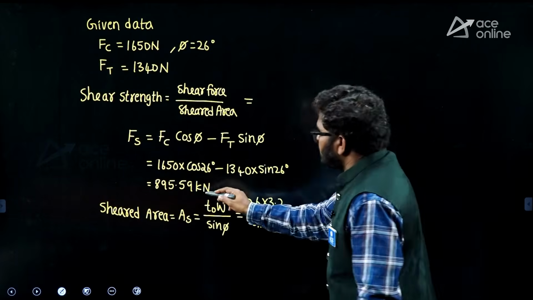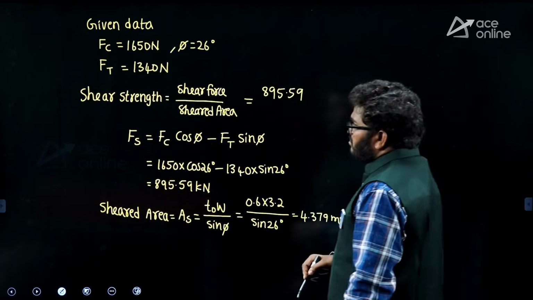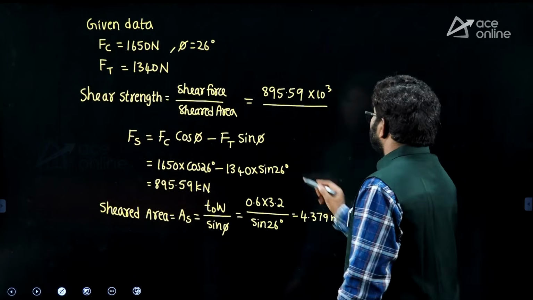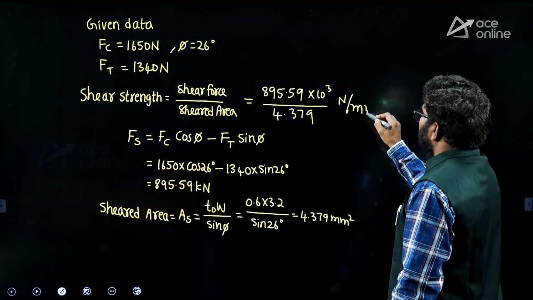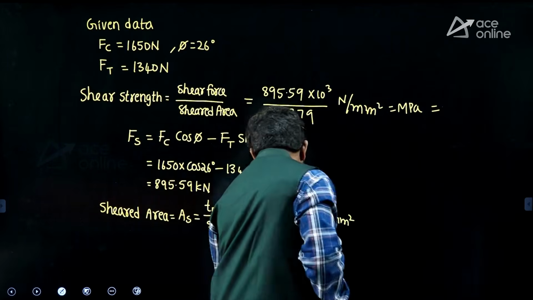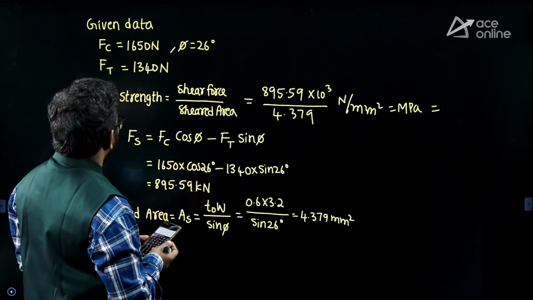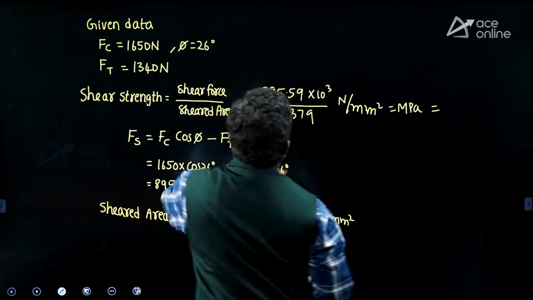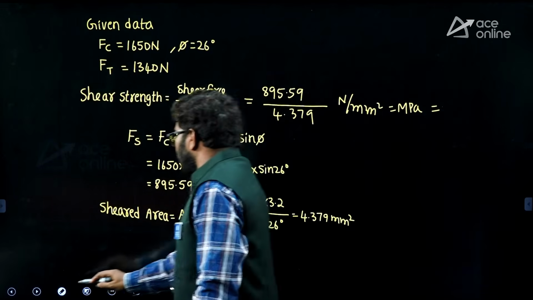Now, listen carefully, from that I am using shear strength is equal to shear force by sheared area, that is 895.59. I want it in megapascal, so I thought of converting to Newton with 10 power 3 by mm. Wait, I think this is in Newtons, right? This is in Newton, no need to use 10 power 3 because it is not kilonewton, I thought it was kilonewton. Okay, directly we will get Newton per mm square, that is nothing but megapascal.